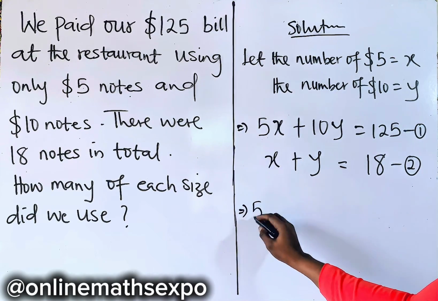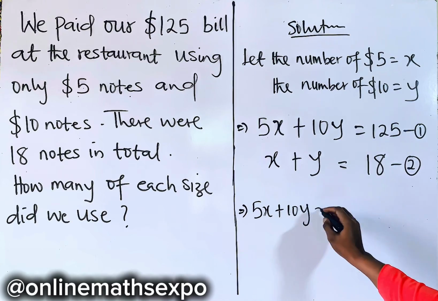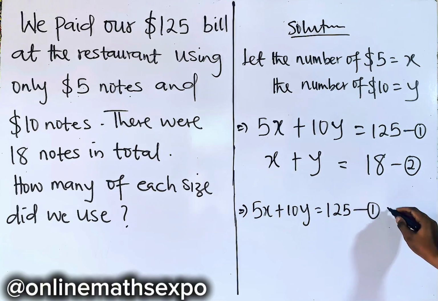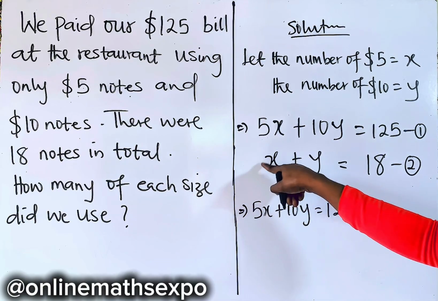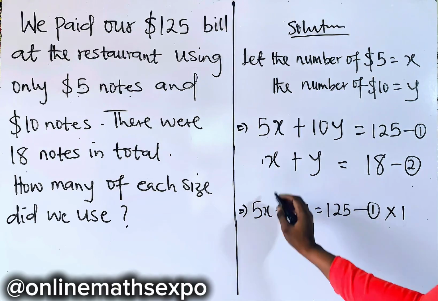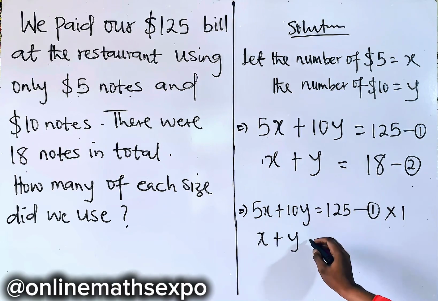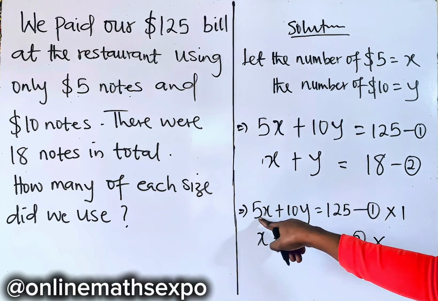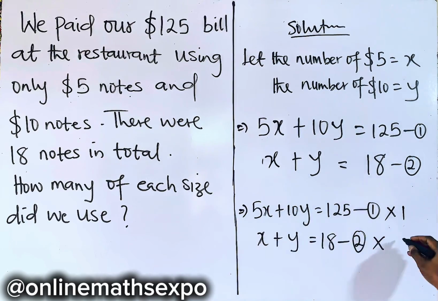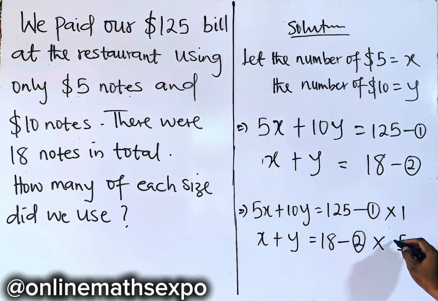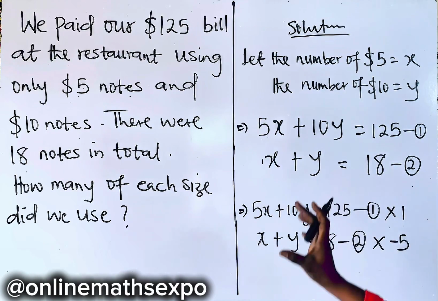So we now have 5X plus 10Y is equal to 125, equation 1. We are going to multiply it by the coefficient of X in equation 2, which is 1. So we multiply by 1. Then we have X plus Y equal to 18, equation 2. Multiply it by the coefficient of X in equation 1, which is 5. Now, to be on a safer side, we are going to use -5 to multiply to reduce error.